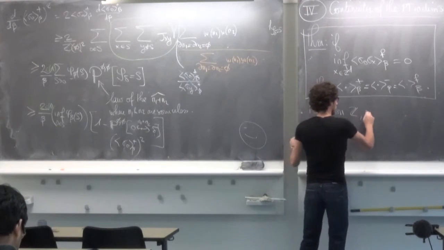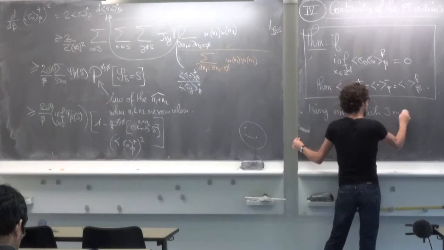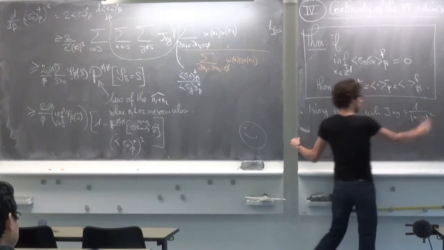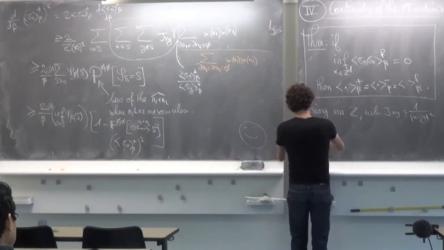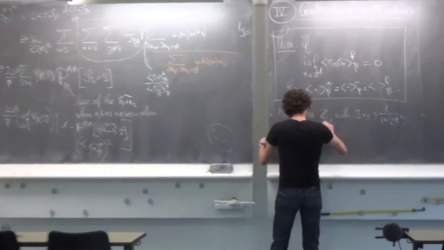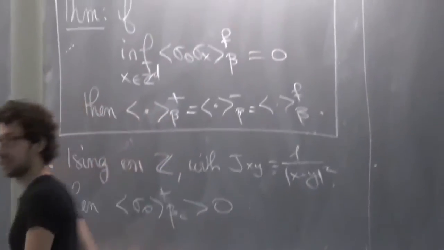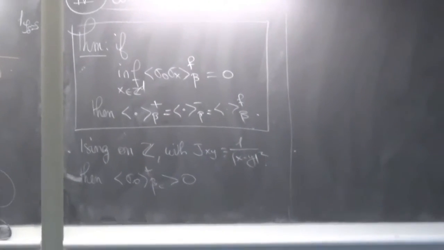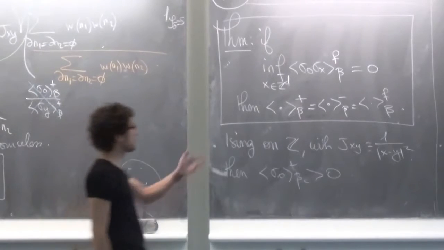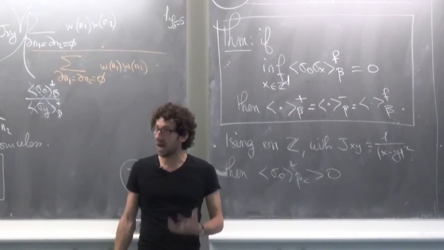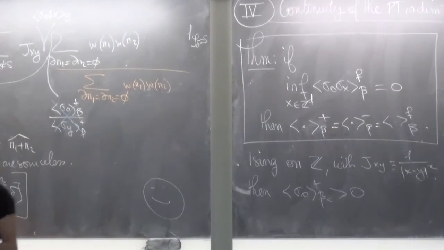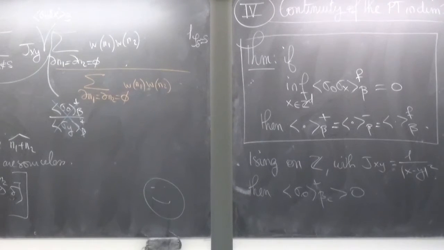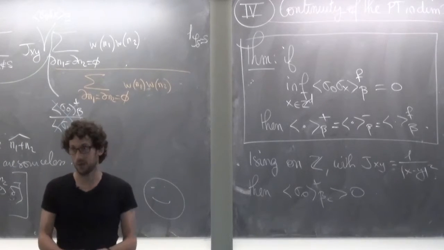on Z with J_xy equal to 1 over |x-y| squared, then the phase transition is discontinuous. Then sigma 0 plus at beta c is strictly positive. So there, something very strange happens: the free state is ordered at the critical point. So this is very different from what you see for the phase transition on Z2 for nearest neighbor. It's sometimes called a Thouless effect, this thing.